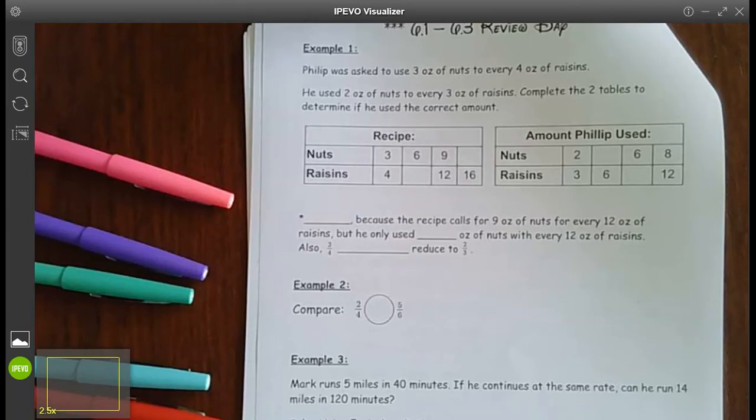Hello, my little mathematicians. Today, we are going to review equivalent ratios, how to solve them using tables, how to solve them using unit rate, and also how to compare them.